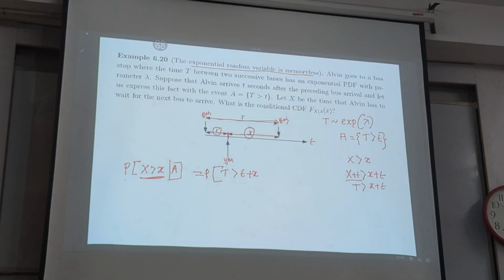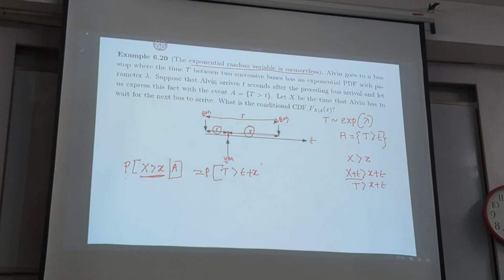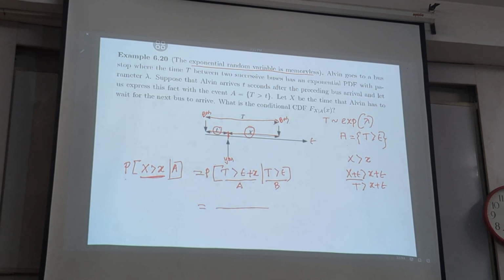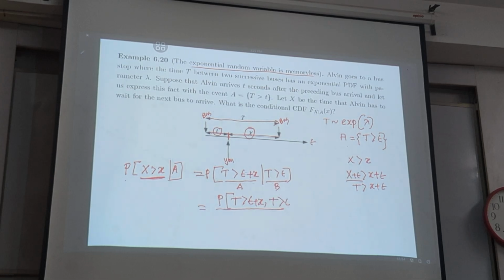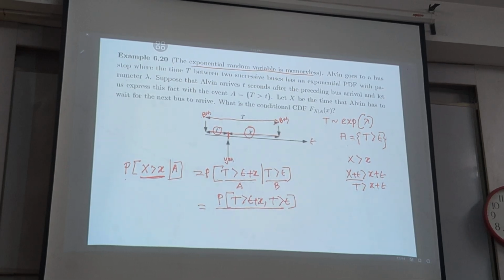So X greater than x also implies capital T is greater than t. Given that T is greater than t, now if you assume this is A and this is B, then what happens? This is the conditional probability of A given B, equal to what? The joint probability that T is greater than t plus x and T is greater than t, divided by what? Probability that?